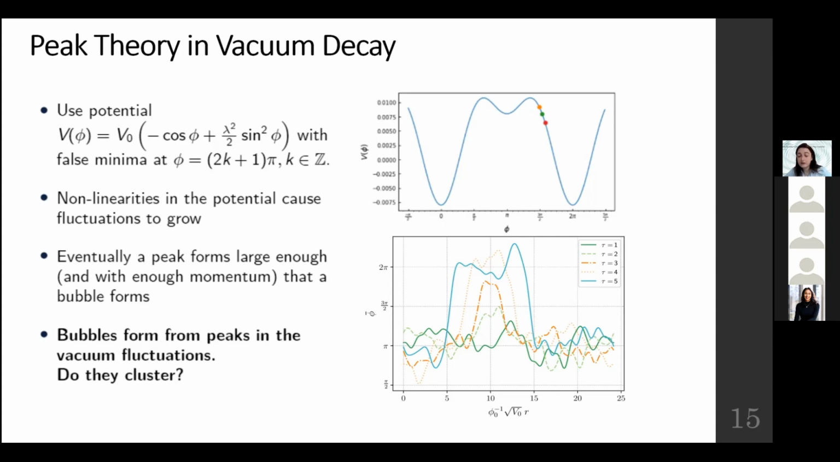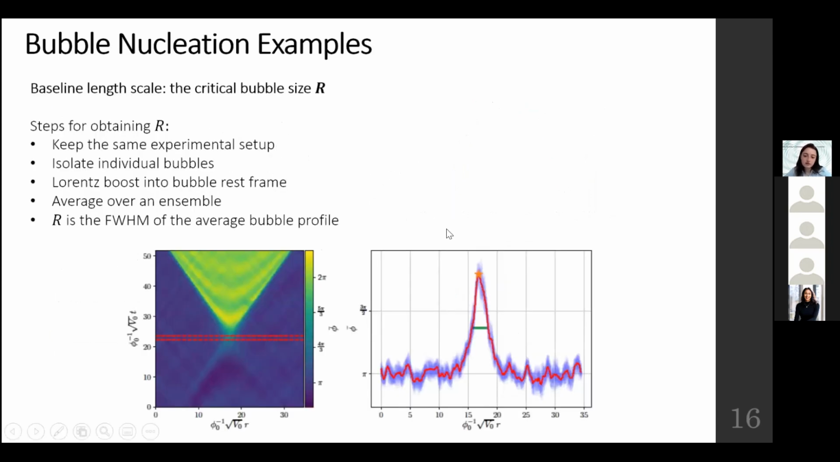Okay, so the most important length scale, the baseline length scale for a correlation function is going to be the critical bubble size. This is the bubble size that in the Euclidean instanton formalism gave rise to a bubble that could expand, that could undergo accelerated expansion rather than collapse back onto itself. So in order to obtain this bubble size in our simulations, we go through this procedure here.